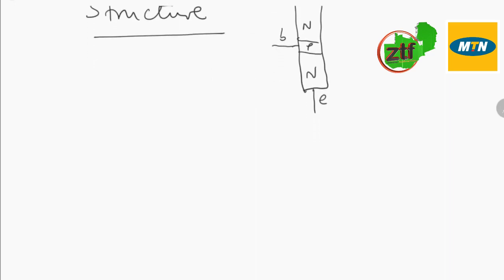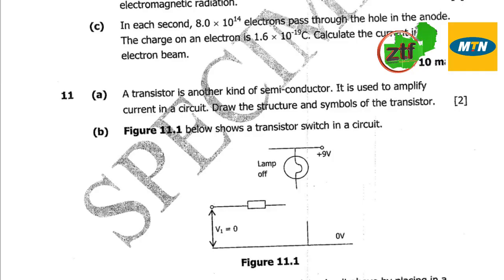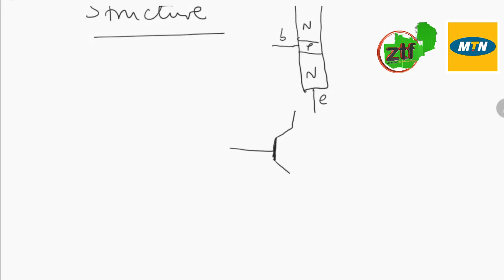Then we move on. They are saying we must indicate also the symbol. All right, so we try and put up the symbol for the transistor. It goes this way, it goes that way, and then we draw something like this, and then we say this is the base, and we put an arrow here to show the direction of conventional current, and then we say this is the collector, this is the emitter, and that is the base.